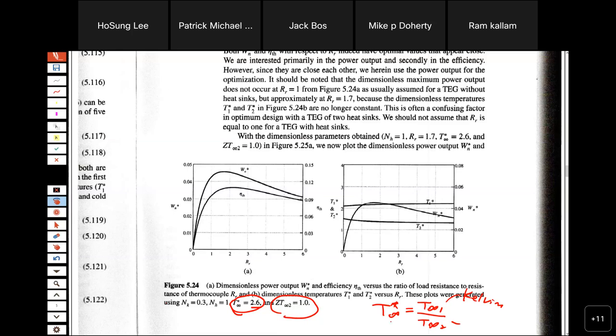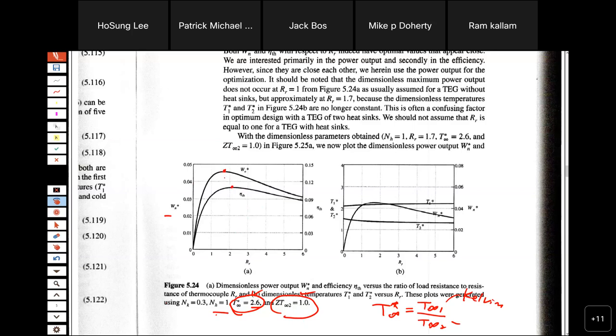Okay. So once I know these two, well, then I plot it. I just plot it. No specific. I just plot the typical two dimensionless numbers, NH1. Wow. This is R of R. Maximum efficiency is here. Maximum power is here. Very close.